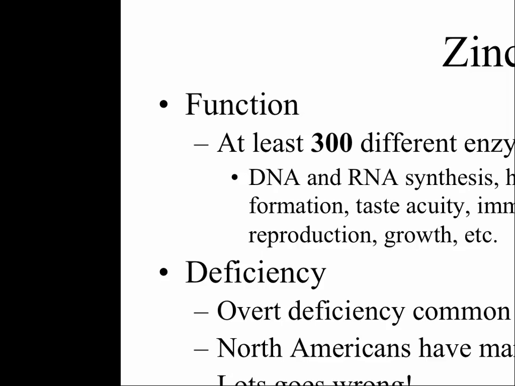So deficiency is pretty prevalent in impoverished countries. As North Americans, we have very marginal deficiency, so we're not going to really see a lot of symptoms. But if you do have severe zinc deficiency, a lot goes wrong. One very common sign of a zinc deficiency is impaired growth and going through puberty. So if a child has a zinc deficiency, they won't grow and they won't go through puberty.